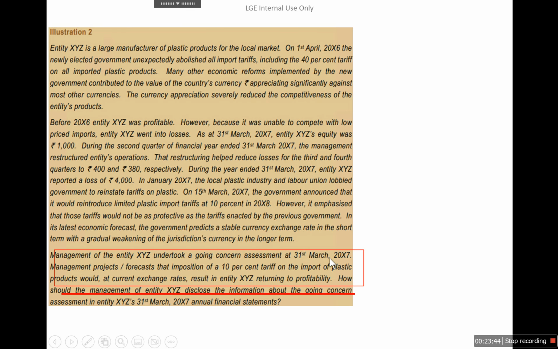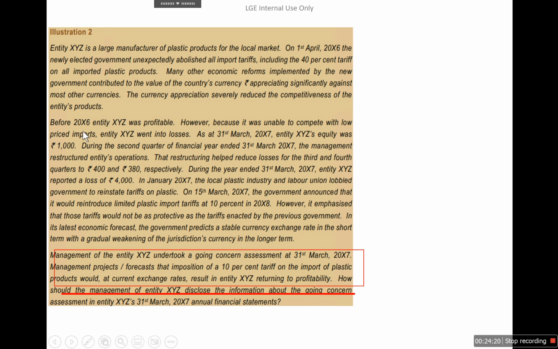So let's take some example. Entity XYZ is a large manufacturer of plastic bottles for the local market. In April 20X6, the newly elected government unexpectedly abolished all the import tariffs, including the 40% tariff on all imported plastic products. Many other economic reforms implemented by the new government contributed to the currency appreciating significantly against most currencies, and the currency appreciation severely reduced the competitiveness of the entity's products.